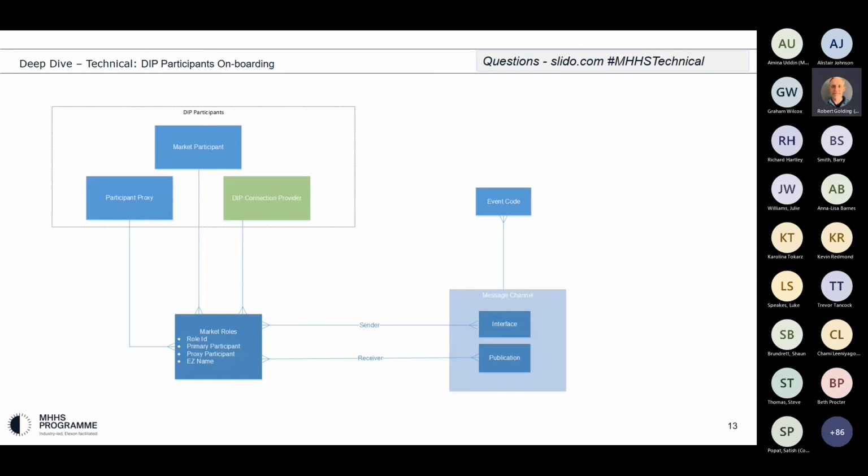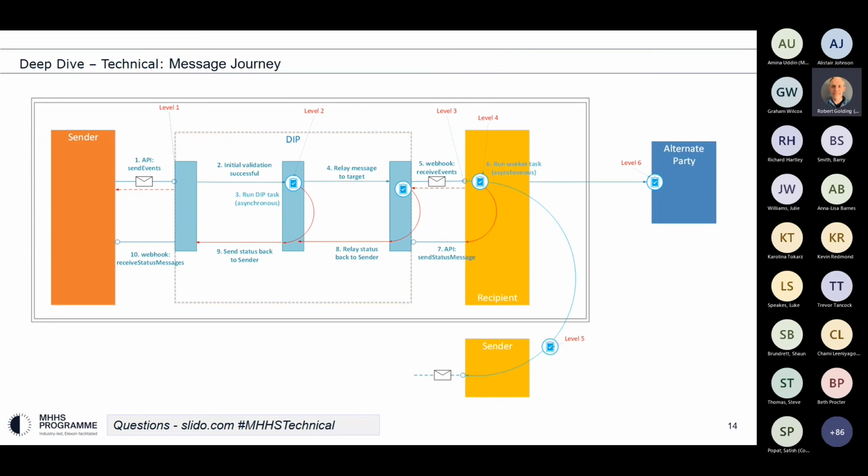I'm whizzing through these, so if there's any questions, please put them through into Slido, because this is going to be done in well under an hour at this rate.